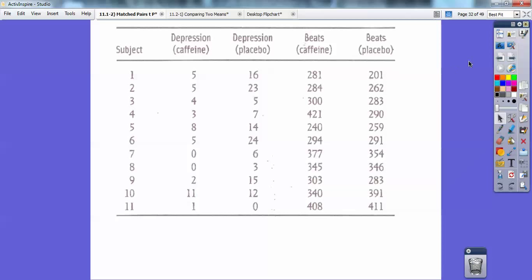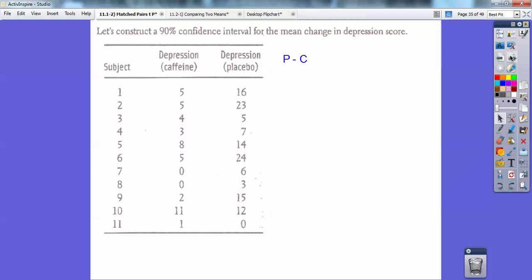All right, so we're interested in their differences, and we're going to construct a 90% interval for the mean change of the depression scores. So we're going to subtract these depression scores right here. I'm going to make another column. This is going to be placebo minus the caffeine. So here placebo is 16, caffeine is 5. 16 minus 5 is still 11. My kids thought it was 9 this morning. And then 23 minus 5 is 18, and then there's all the rest of them. We're interested in those blue numbers there, and we're going to construct a 90% confidence interval.